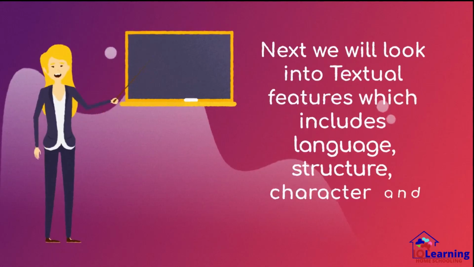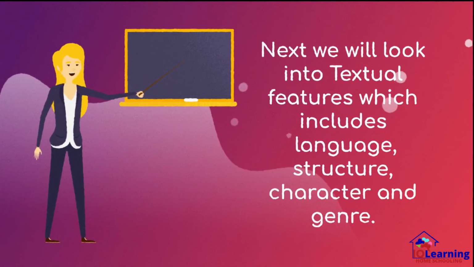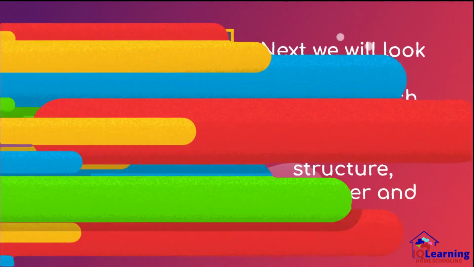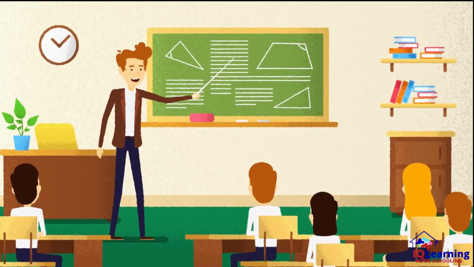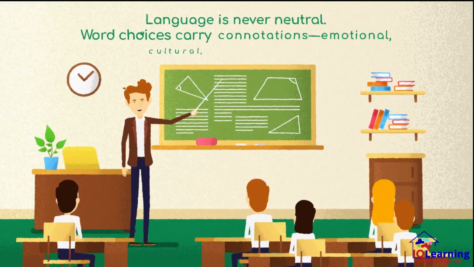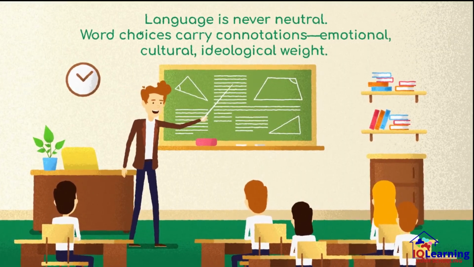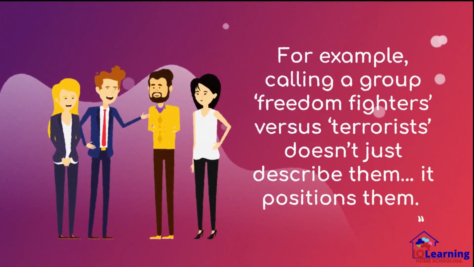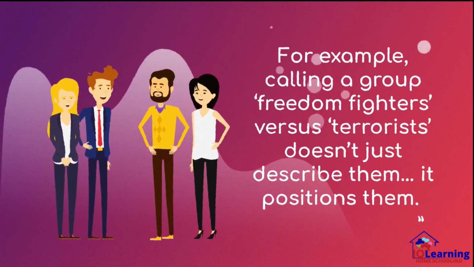Next, we will look into textual features, which includes language, structure, character, and genre. Language choices. Language is never neutral. Word choices carry connotations, emotional, cultural, ideological weight. For example, calling a group freedom fighters versus terrorists doesn't just describe them, it positions them.